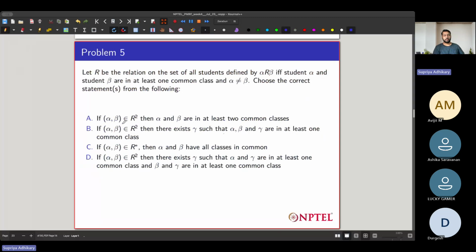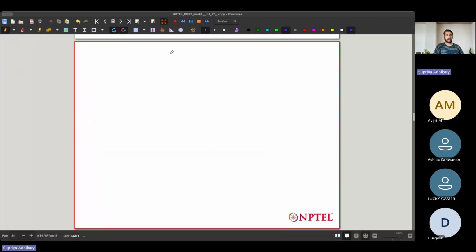First, it says that if alpha beta belongs to R square, so what is R square? R square is basically the composition of R and R. So let's say that there are two relations. R is a relation from A to B. That is, we say that an element a in the set A is related to an element b in the set B if the pair (a, b) belongs to the relation R.